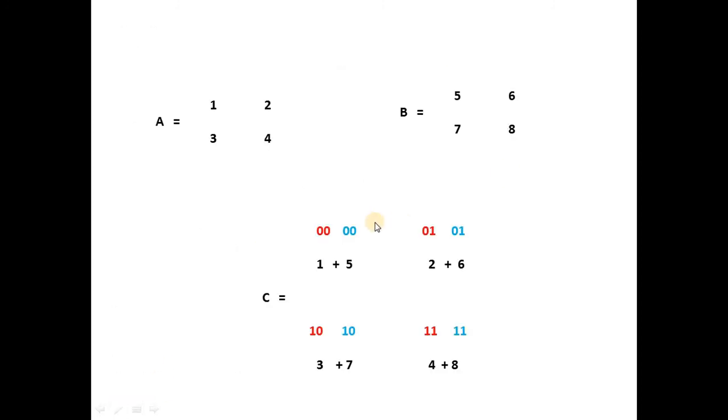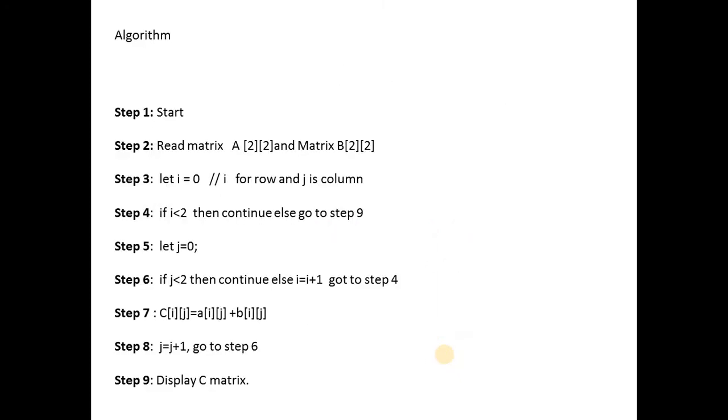So while we discussed, we got this value also, and the 1 0 value also, the 1 1 value also. So we got the 0 C value. So it prints C. C is the addition of two matrices. This is the algorithm for the matrix addition.